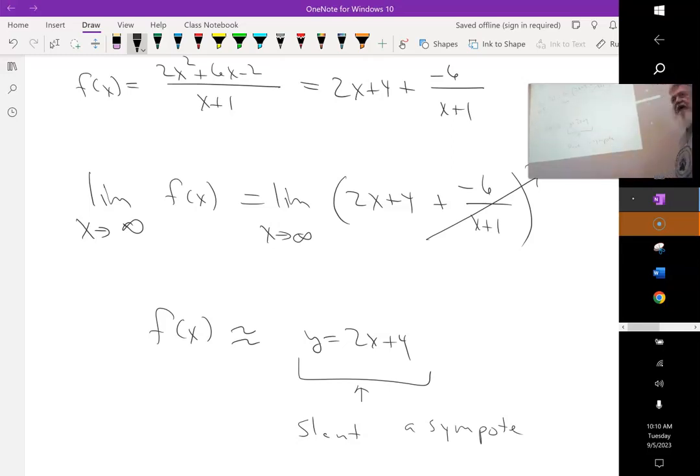And asymptote is not spelled right there. All right, and why did that pop up? Because the degrees differ by what? 1, and it was 1 in the numerator. Okay, I'm going to give you a chance to get that written down, and then I'll show you what that looks like graphically.